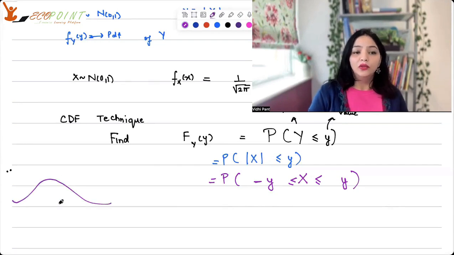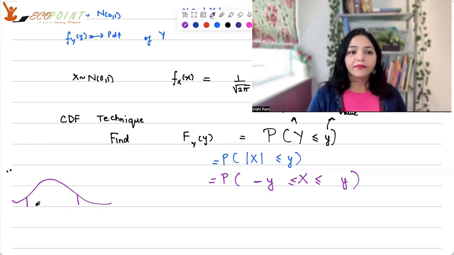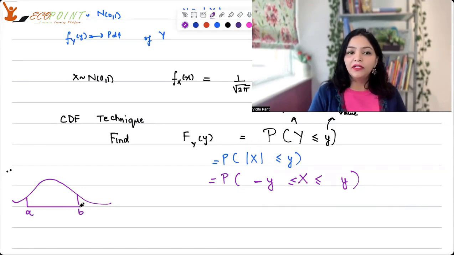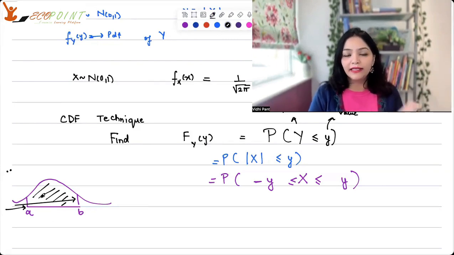Now, you must know about any continuous random variable that its probabilities are associated with density. Density means area, right? So if I want to find the probability between two points A and B, how do I figure it out? I will find the area till B minus the area till A, because density is nothing but the area. In other words, it's the probability till B minus the probability till A. And that will give me the area or the probability between A and B.